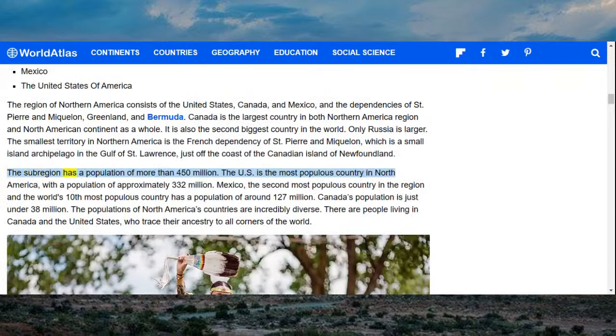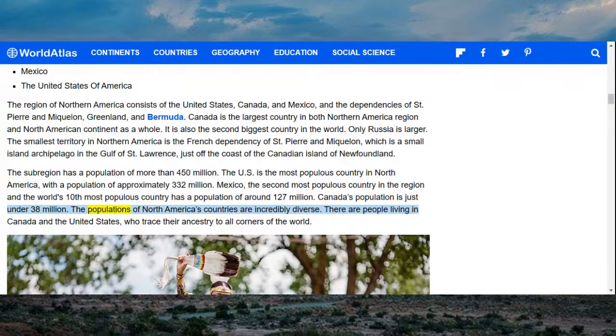The subregion has a population of more than 450 million. The US is the most populous country in North America, with a population of approximately 332 million. Mexico, the second most populous country in the region and the world's 10th most populous country, has a population of around 127 million. Canada's population is just under 38 million.